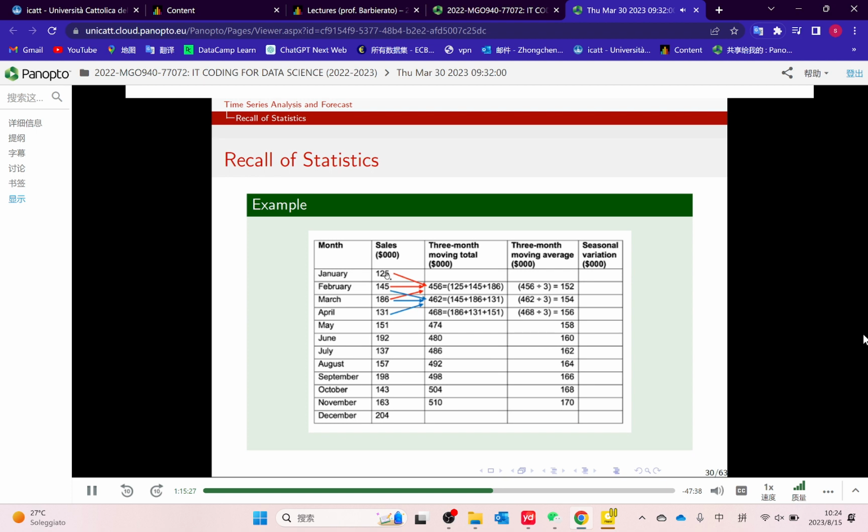You calculate 125 plus 145 plus 186. You divide by 3, and the result is 152. So this is the first value of your new or second time series. Then you move on. You are here, February. Now you have to consider February, March, and April. So 145 plus 186 plus 131. And you divide by 3, and the result is 154. Same thing here, March, April, and May. And you have this value. And so on, and so on, and so on.